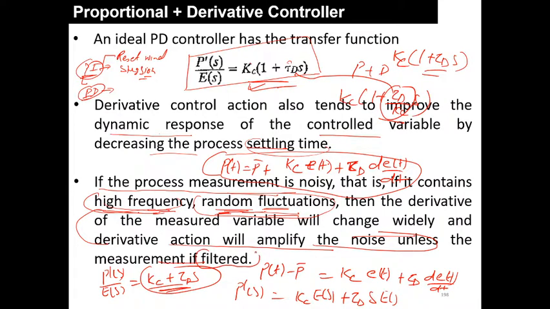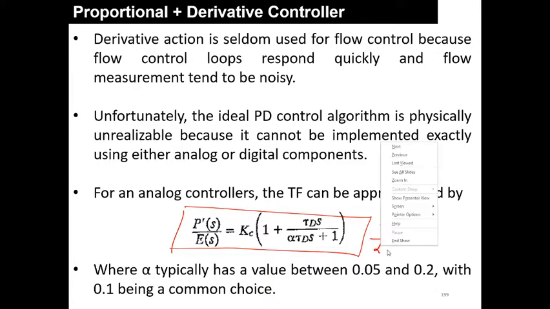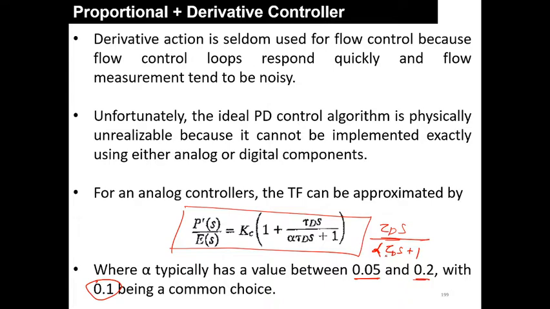So how it is filtered: you can see here there is one transfer function we are using for the PD controller, Kc into 1 plus tau d s upon alpha tau d s plus 1. The proportional term stays, and instead of tau d s we are using tau d s upon alpha tau d s plus 1. The value of alpha varies from 0.05 to 0.2. The typical value is 0.1. Remember, I will ask in the viva voce or maybe in the exam.